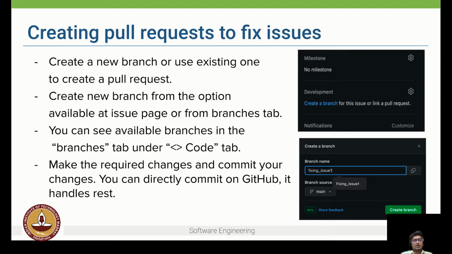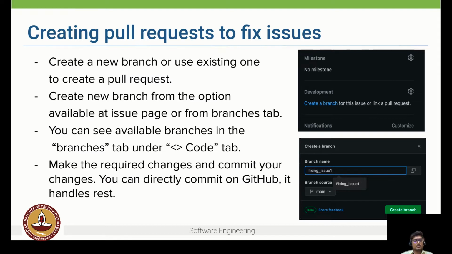Now let's see how we create a pull request to fix the issue. We have seen that if you create a branch from the issue page itself through this option, it will be automatically linked to the issue. So suppose you create a branch using this option.